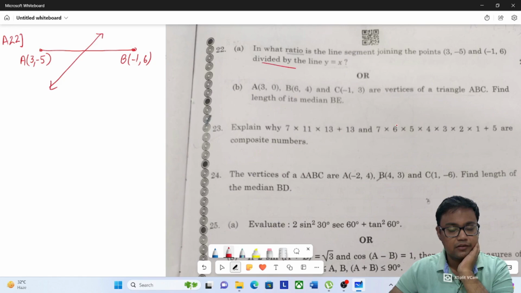Now this line segment is divided by a line in a certain ratio that we are supposed to find. Which line is it? It is an extraordinary line where all the x are equal to y, or y equal to x. So this equation of the line is given to you. Every point on this line will have x and y coordinates equal.